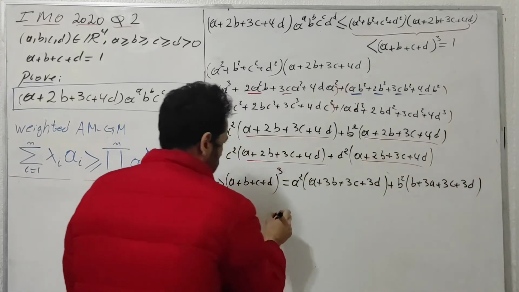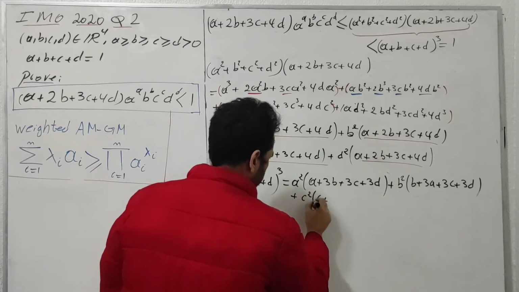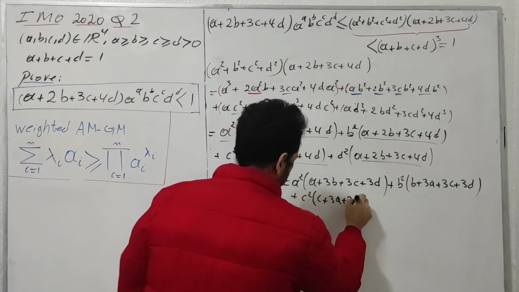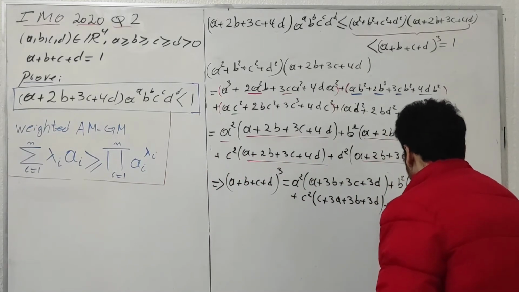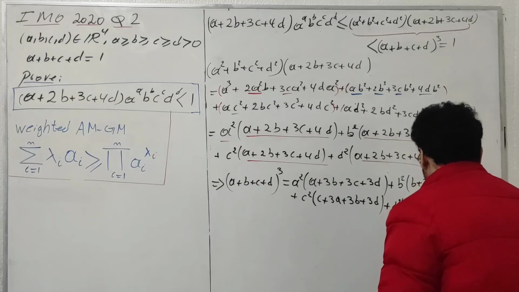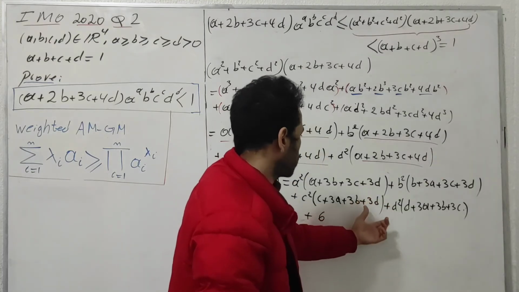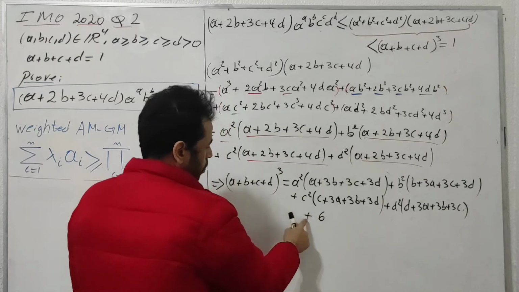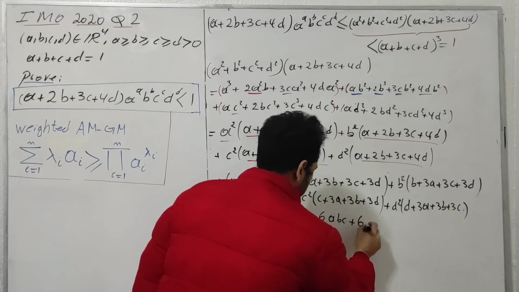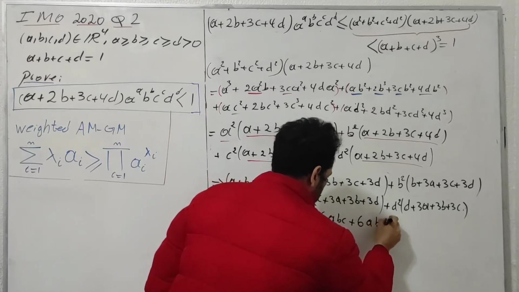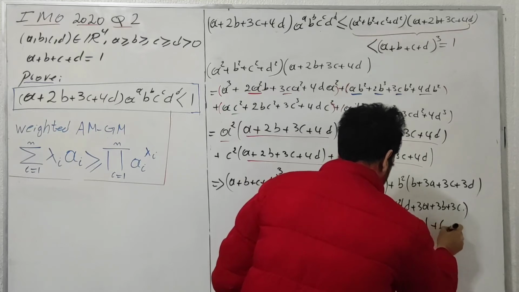Okay, for the third term, I will get c square multiplied by c plus 3 times a plus 3 times b plus 3 times d. Okay, for the last term, d square multiplied by d plus 3 times a plus 3 times b plus 3 times c. Okay, I have a kind of pattern here. It's easy to compare. So plus this term 6abc plus 6 times abd plus 6 times acd plus 6 times bcd.